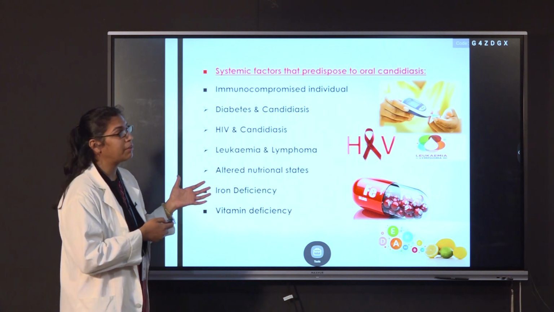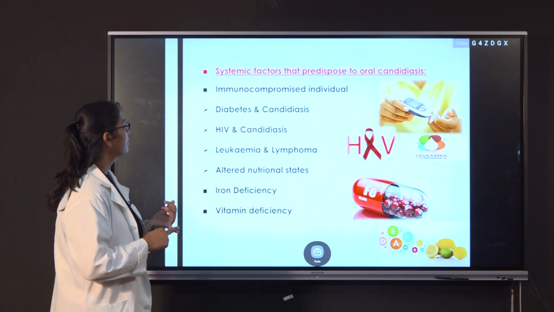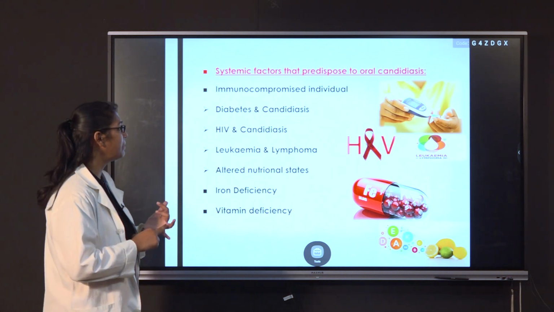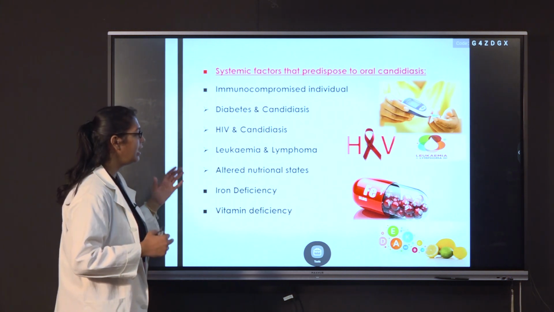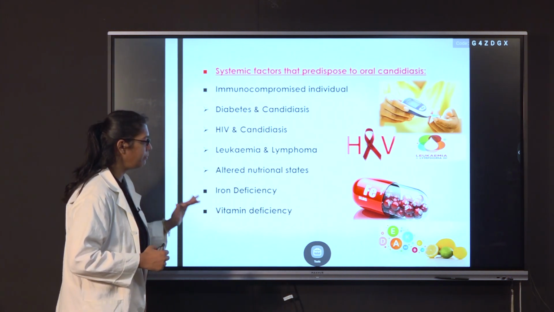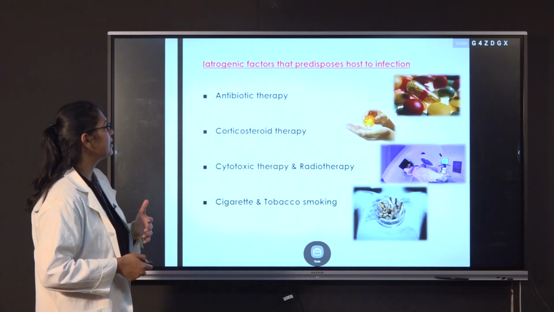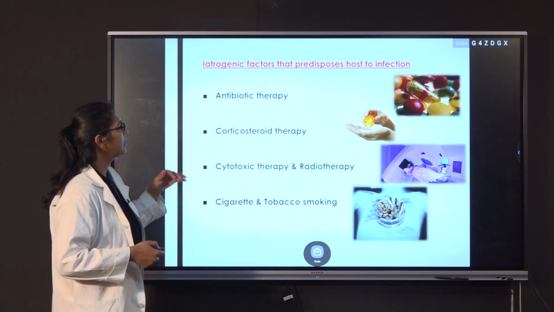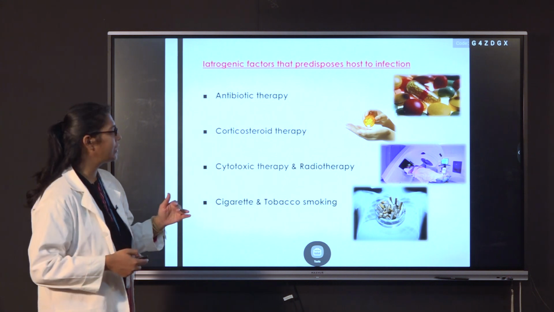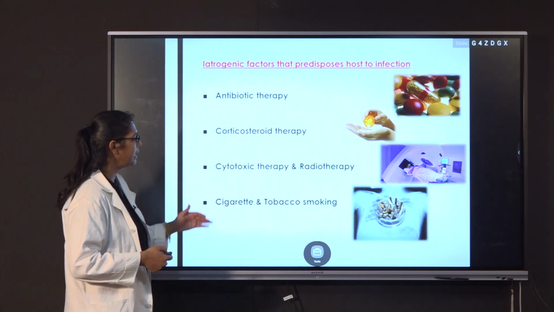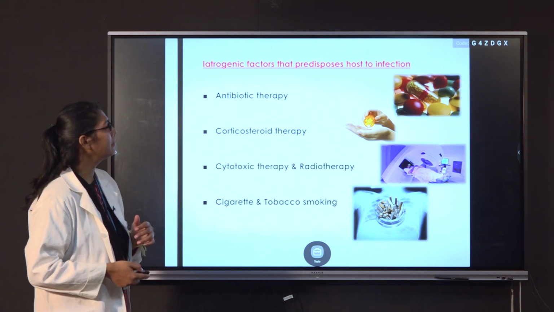Some systemic factors that predispose to oral candidiasis are immunocompromised individuals, such as those suffering from diabetes, HIV, leukemia, lymphoma, altered nutritional state, iron deficiency and vitamin deficiency. All these things can predispose a patient to oral candidiasis. And iatrogenic factors, such as antibiotic therapy, corticosteroid therapy, cytotoxic therapy, radiotherapy, and cigarette and tobacco smoking, also cause the person to suffer from candidiasis.